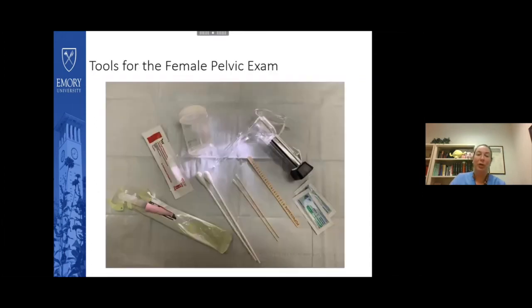So these are just your tools for the vaginal exam. This is the POP-Q stick. This is how we measure prolapse.